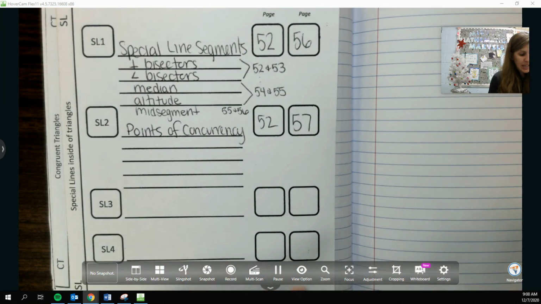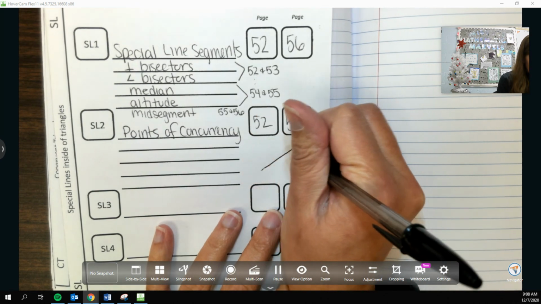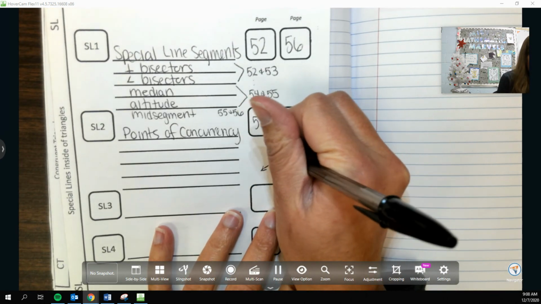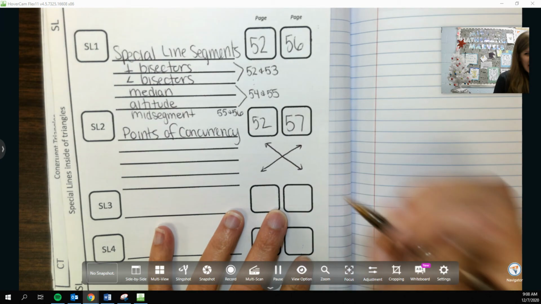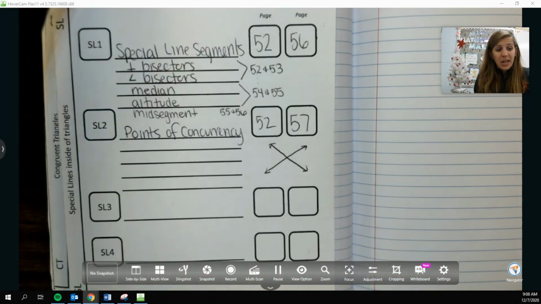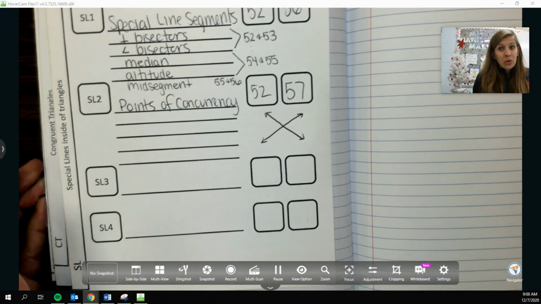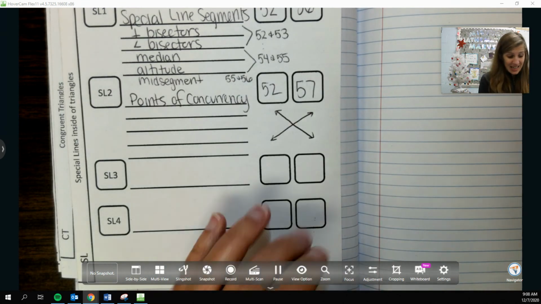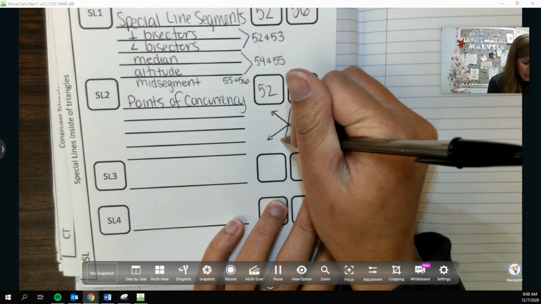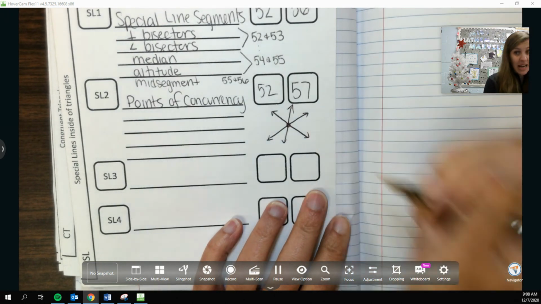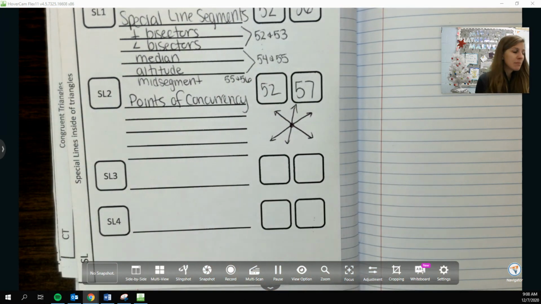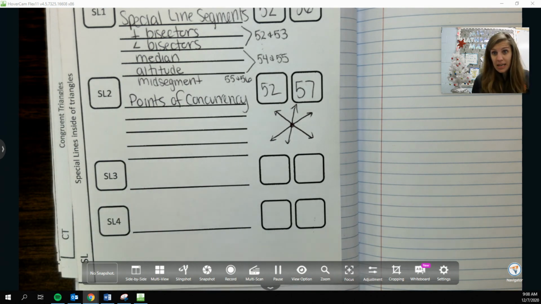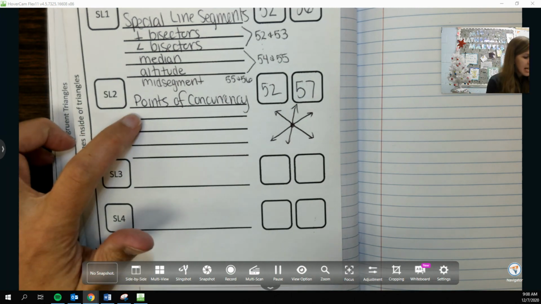So if you remember, a point of concurrency is where three lines meet at a common point. So if I have two lines intersecting, that's fine, but that's not as unique or specific or rare as three lines meeting at the same spot. That's pretty hard to do, that you get that three lines all cross at the same spot. So when that happens, that's really important and that's really fun. And so those points sometimes get special names.